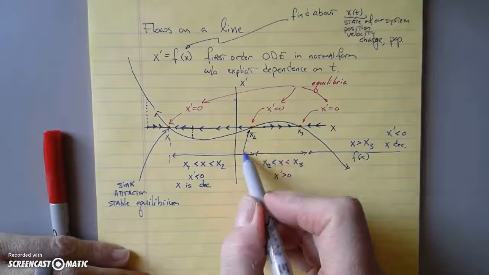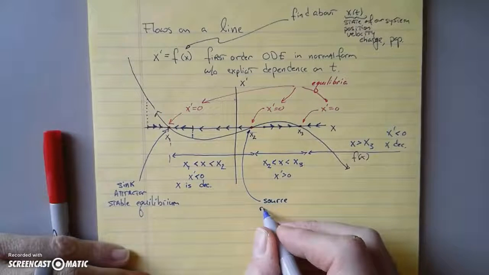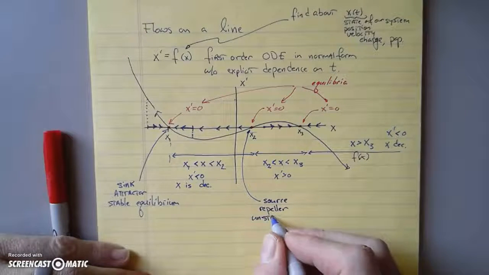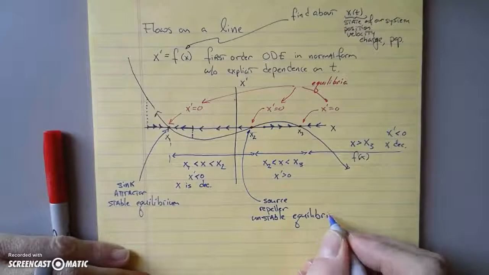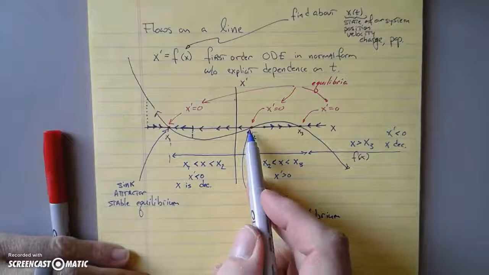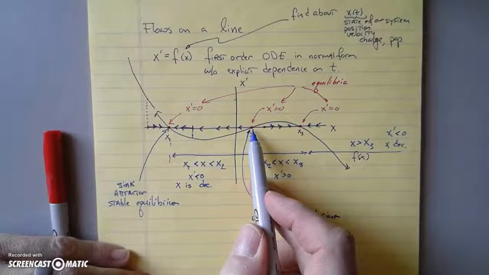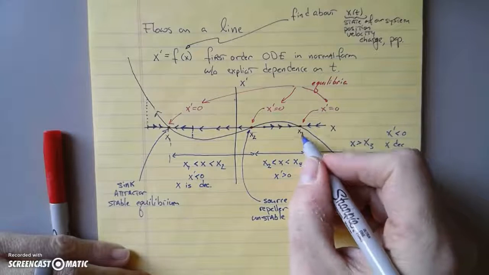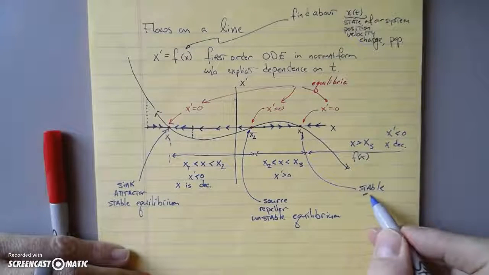So we call x2 a source, or a repeller. We'll call it an unstable equilibrium. Because if you're close to it, you'll move away from it. If you're exactly at x2, you'll stay there. But any small motion around it, and you fly away. x3 is another example of a stable equilibrium.